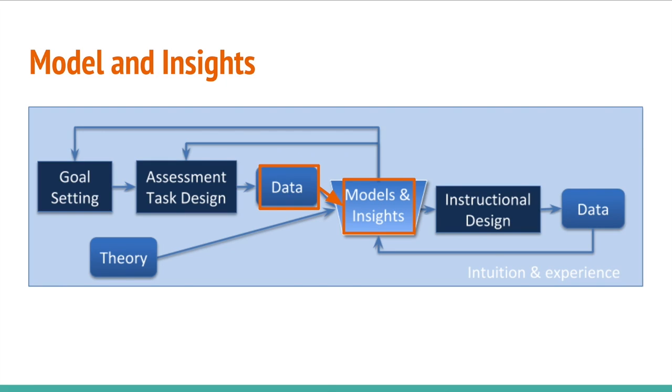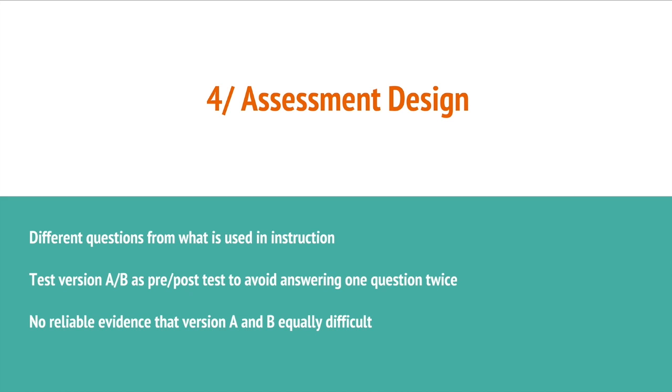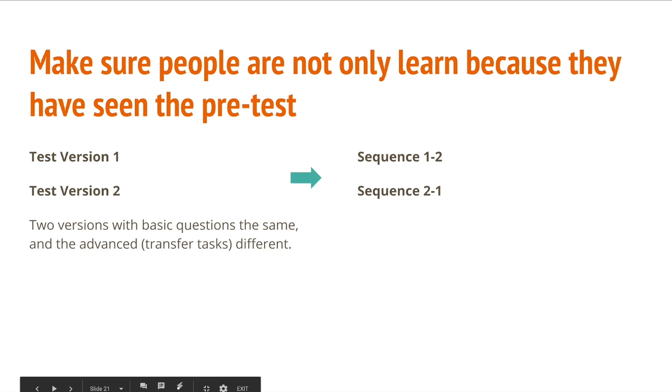So here are our models and insights, and we will redesign our assessment test due to this. In assessment design, we want to make sure people are not only learning because they have seen the pre-test again. So we do not want exactly the same pre- and post-test. So what we do is we have a test version 1 and test version 2. These two versions have the basic questions the same and the advanced questions different, which are the transfer tests. And we made them in two different sequences, 1, 2, and 2, 1, so we can later test whether these two versions are equal in difficulty.